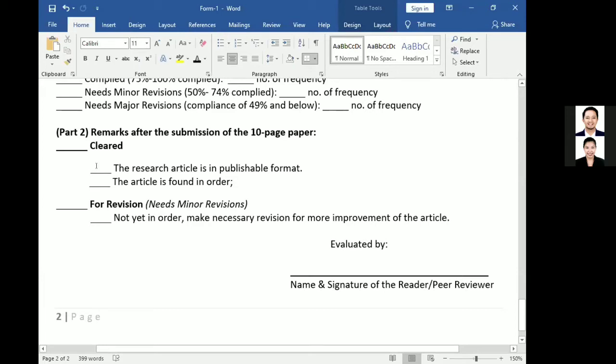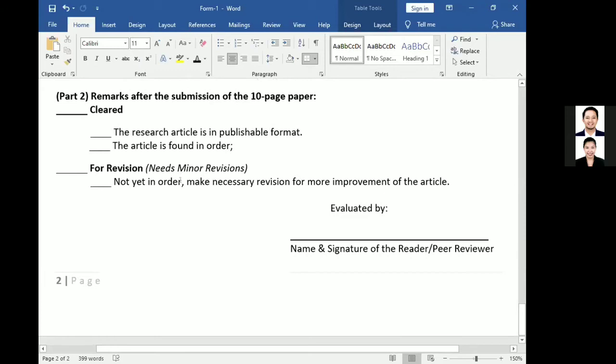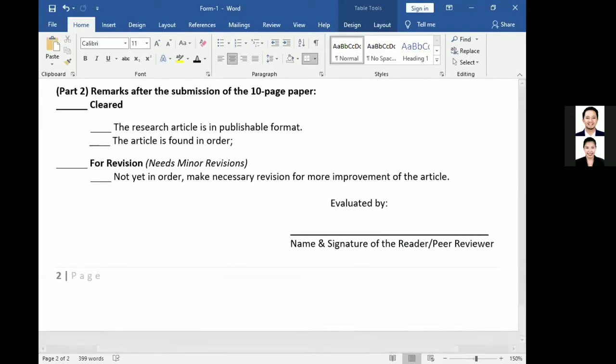And then if it's cleared, check if the research article is in publishable format and the article is found in order. Or you write for revision if it needs minor revision or major revision. If it's major revision, then you have to do it again before the participant will have a certificate. Okay, so that's form number 1. So that's it. Now let's proceed to form number 2.